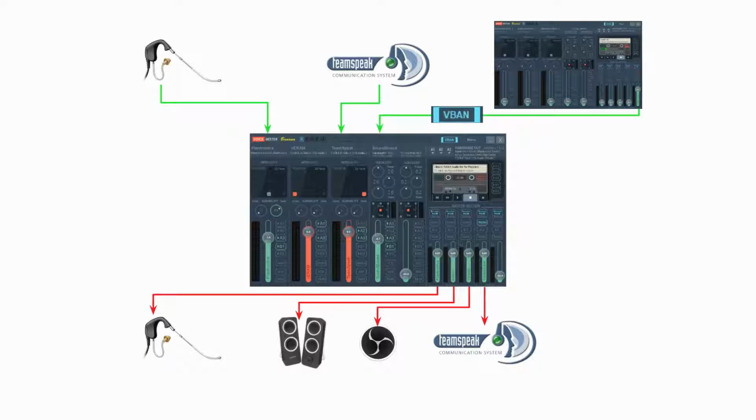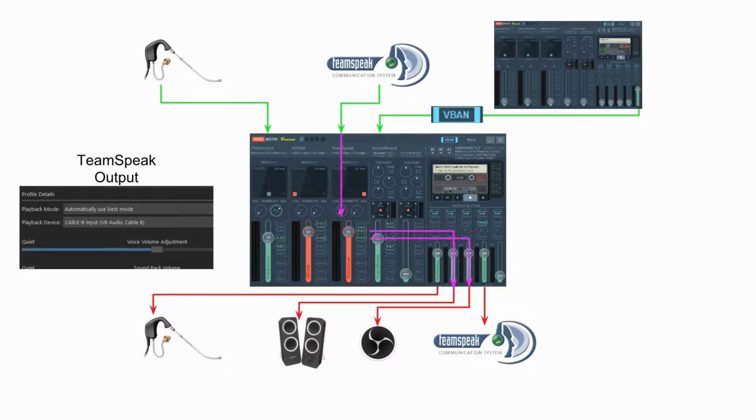TeamSpeak is a little more complex. Plantronics headset device is set on mixer input channel 0. Channel 0 audio is then routed to output channel A3 OBS stream and output channel B1 TeamSpeak inputs. TeamSpeak playback device is set to Cable B inputs. Cable B output device is set on mixer input channel 2. Channel 2 audio is then routed to output channel A2 speakers and output channel A3 OBS stream.